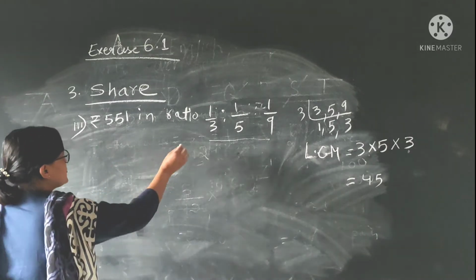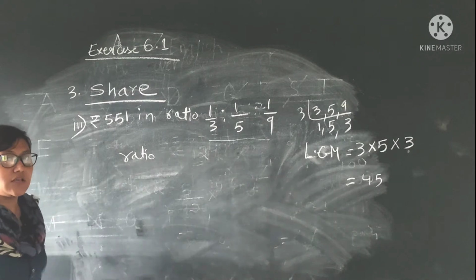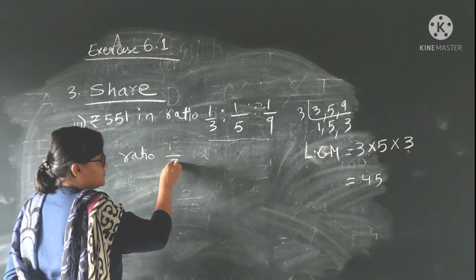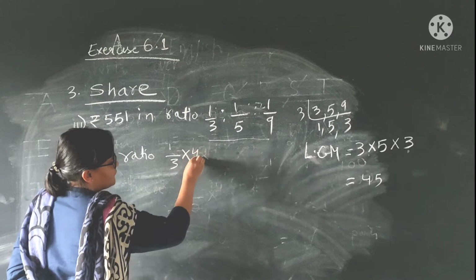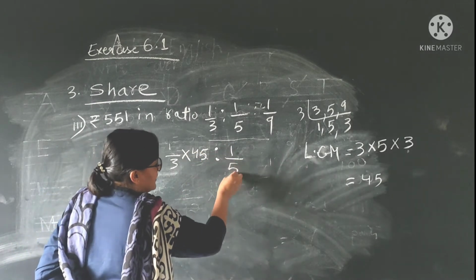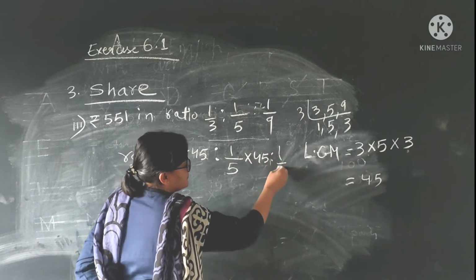So, first of all, we will change the ratio. Clear? We will make it into a single form. We will remove the denominators. Whatever LCM you have got, you just multiply each fraction by that LCM. Clear?